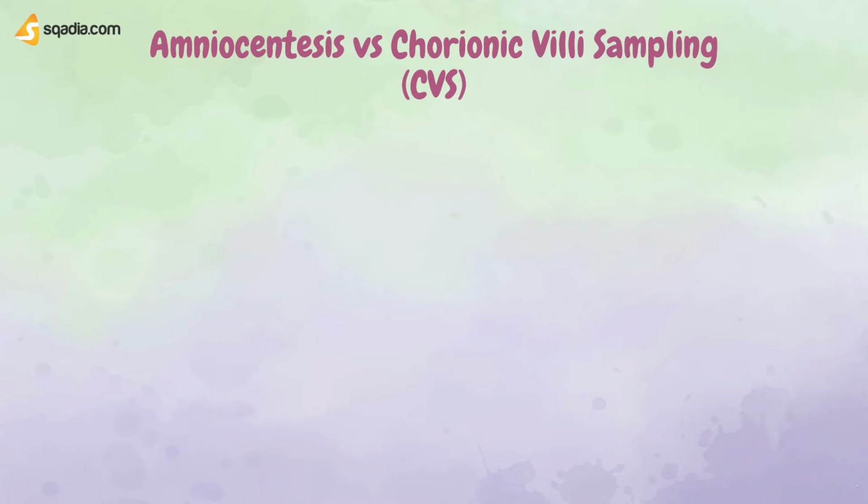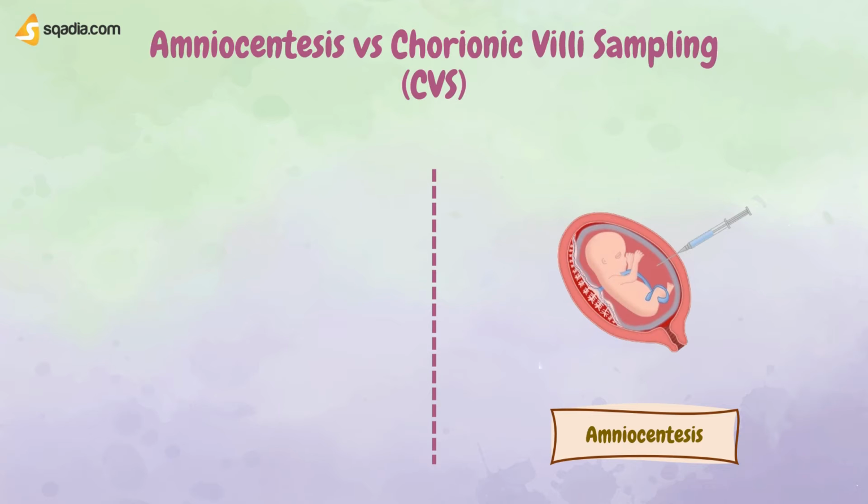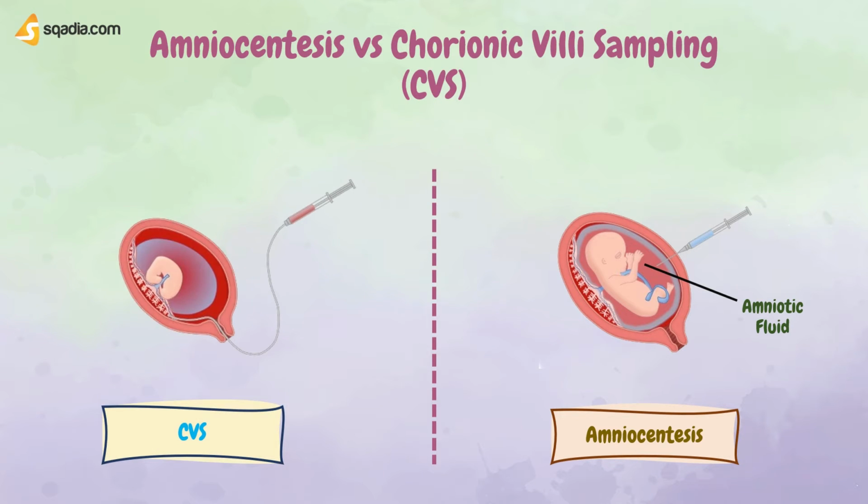Let's discuss amniocentesis versus chorionic villi sampling. Amniocentesis involves the extraction of a small amount of amniotic fluid that contains fetal cells, whereas in chorionic villi sampling, a suction tube is used to remove fetal cells from the chorion where the placenta will develop. Now let's discuss deletions and segmental aneuploidies.